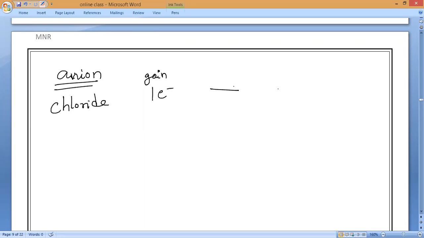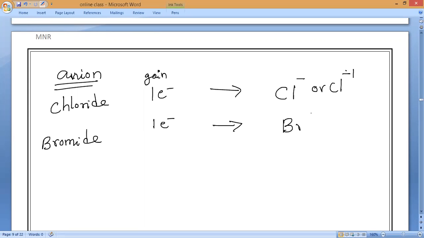And it will turn into the symbol Cl minus, or we will say Cl minus 1. Same way, bromine becomes bromide, chlorine becomes chloride. Bromide also, how many electrons will it gain? 1 electron gained, and it will turn into bromide. Understanding? Cl minus. Same way, if we take iodide or fluoride, your choice, iodide, again how many?